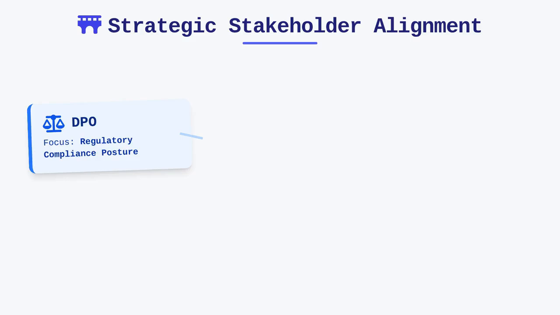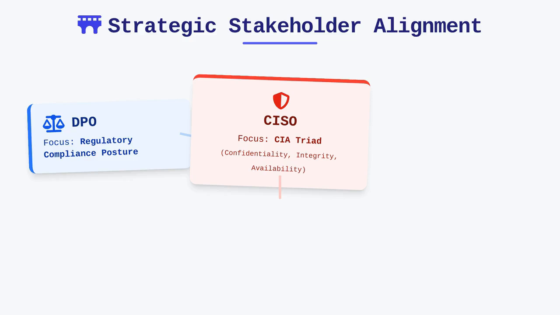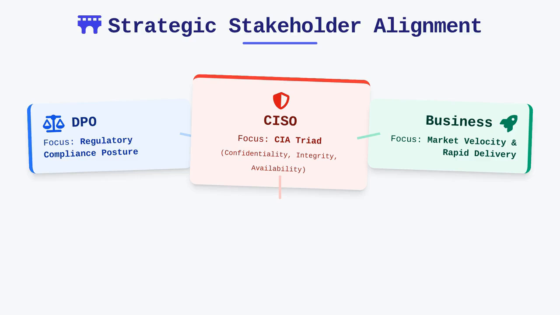To effectively influence a complex corporate environment, you must establish collaborative bridges with several key stakeholders who often speak very different professional languages. Your daily activities will involve frequent synchronization with data protection officers who focus on the regulatory compliance posture, and chief information security officers who are primarily concerned with the CIA triad of confidentiality, integrity, and availability. Furthermore, your involvement extends to business line managers who prioritize rapid feature delivery and market velocity over bureaucratic bottlenecks.